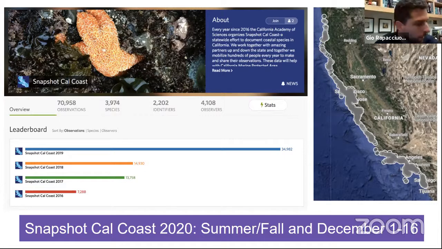Thank you so much, Rebecca and Allison. That's an awesome overview of Snapshot CalCoast and the citizen science initiatives on the coast. And so I wanted to get back to thinking about the data a little bit.